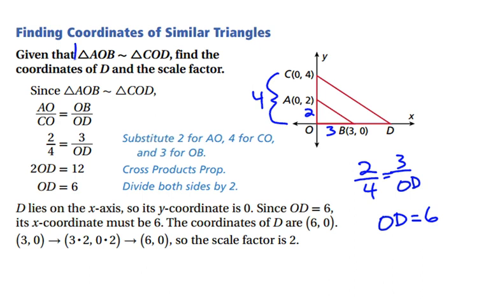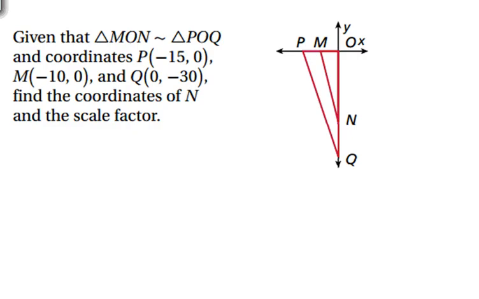Now you will want to pay close attention to which comes first in the similarity statement, because that's how you want to list your scale factor so that it matches up. That's really the only place you can get tripped up, I think, with these early examples. So if we have the triangle MON is similar to triangle POQ, and we start throwing in some coordinates here. So this is -15, 0, and M is -10, 0, and Q is 0, -30.